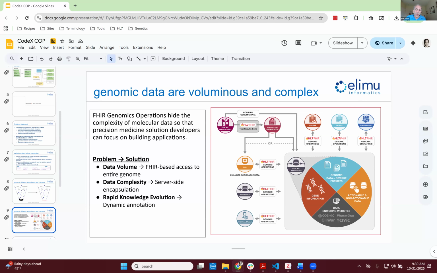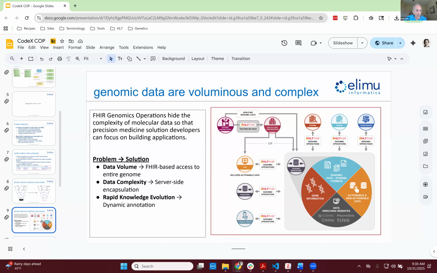So the FHIR Genomics Operations were developed specifically to allow access to the patient's whole genome, and it attempts to solve these key problems. How do you deal with this data volume? How would you expect an EHR to deal with VCF files? How would you deal with data complexity? What would you even do if I gave a VCF file to an oncologist? What would they even do? How would they search it?